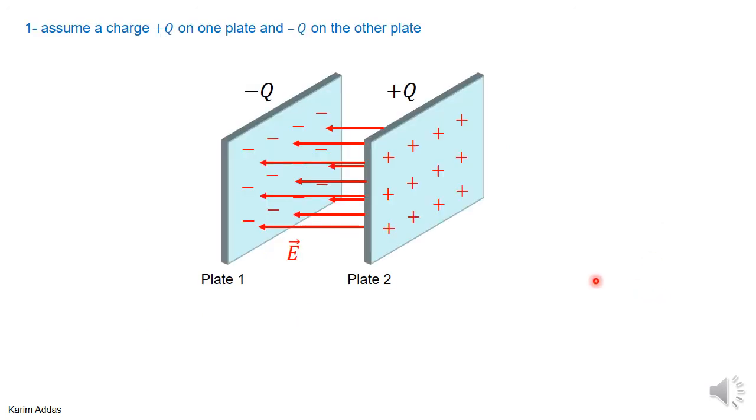So in this problem you have a parallel plate capacitor, two parallel plates, plate number 1 and plate number 2, and of course there's an electric field between them. We're going to assume that the electric field is uniform in the region between them, so we're going to use the expression for the infinite sheet to get the electric field. This is an approximation, but we're going to do that approximation. So the first step, as we mentioned, is to assume a charge Q on one plate and minus Q on the other. That means there's some electric field going from plate 2 to plate 1.